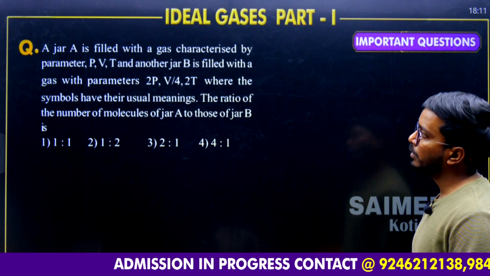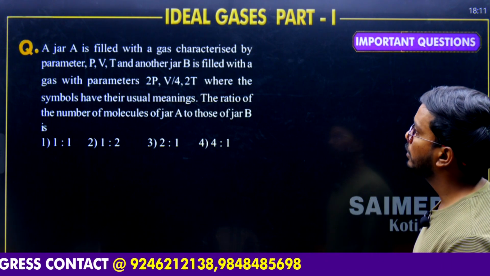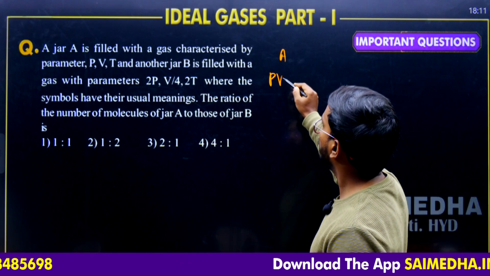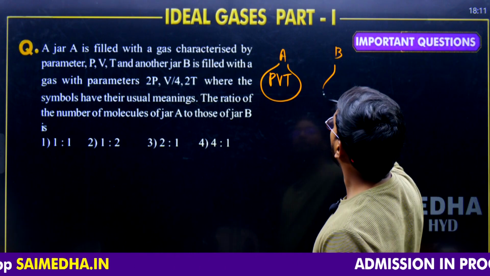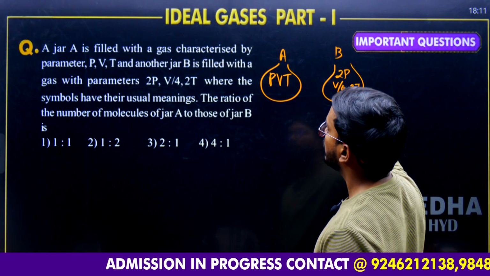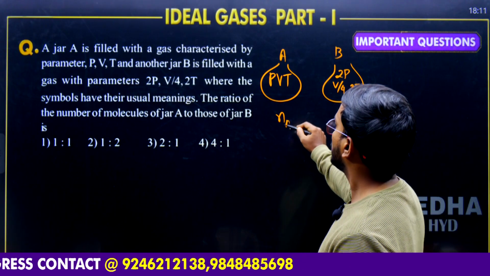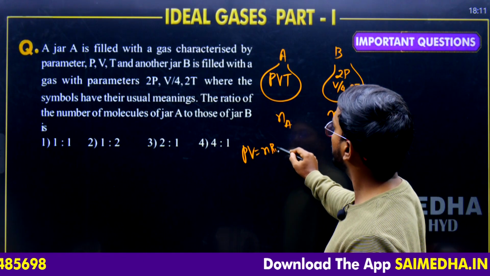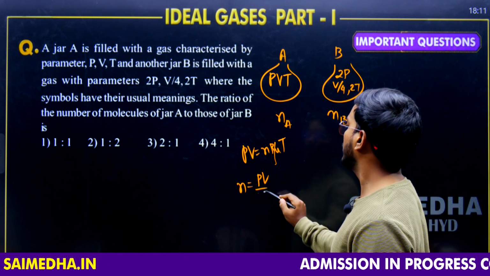A jar A is filled with a gas characterized by pressure P, volume V, temperature T. Another jar has pressure 2P, volume V by 4, temperature 2T. The symbols are the usual, meaning the ratio of the number of molecules in jar A to jar B. We know the formula PV is equal to n R_u T. Let's say the universal gas constant is a constant value, so n is equal to PV divided by T.